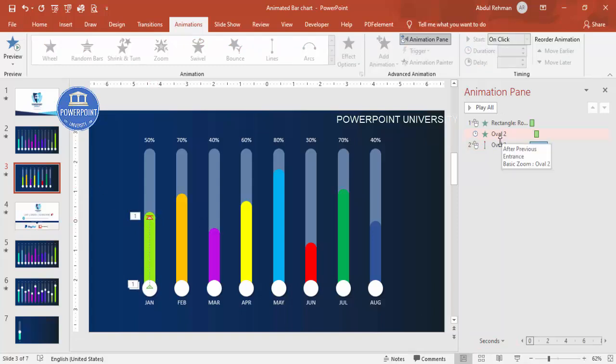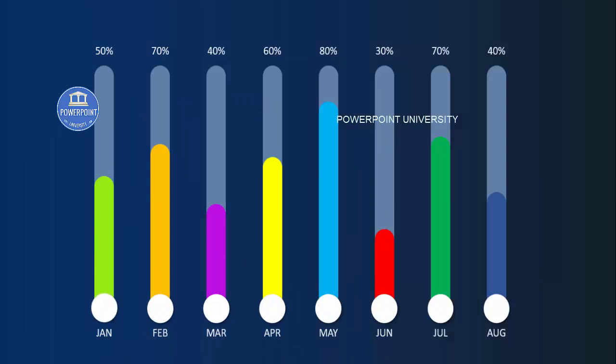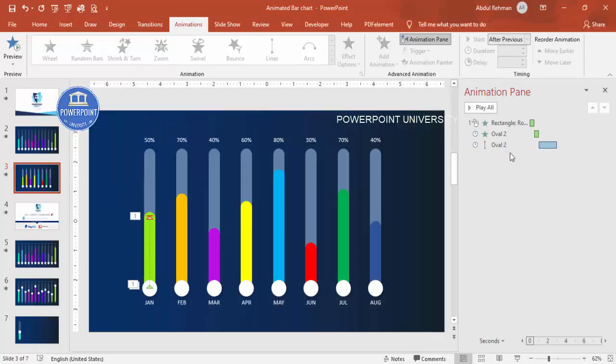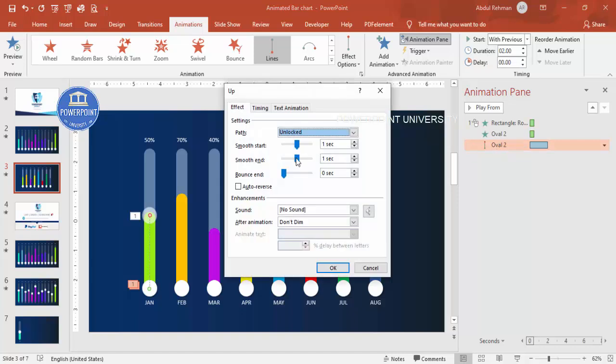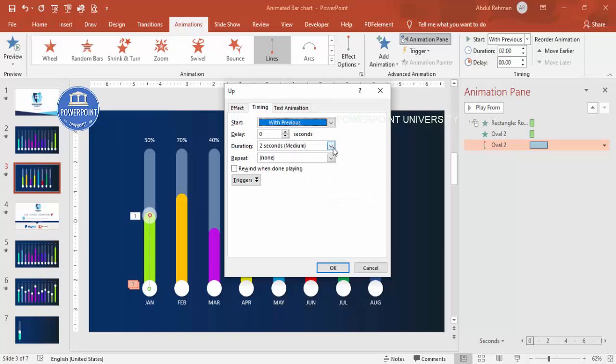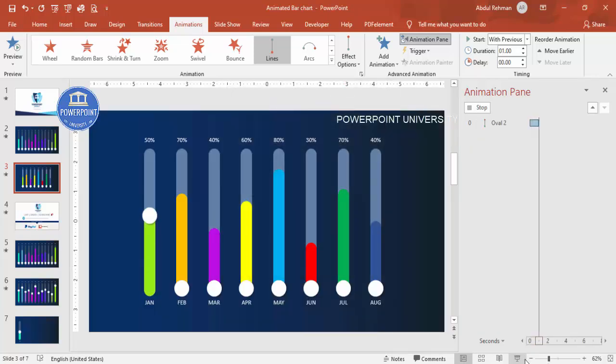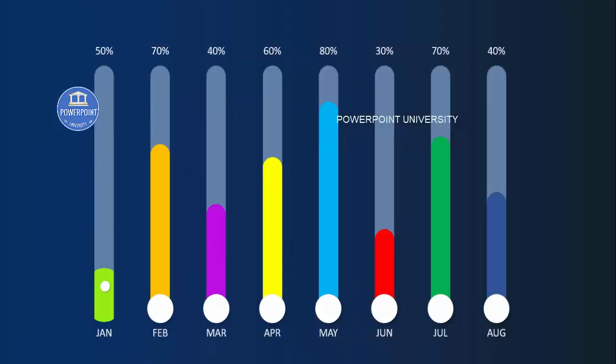Now this should happen after previous. So let's see how it looks when I click. See, it comes something like this. So this should happen with previous. So I'm going to select this one, with previous, and double click this. I'm going to remove smooth start, smooth end, the timings maybe I'm going to make it more faster, click OK, and then I'm just going to play now.